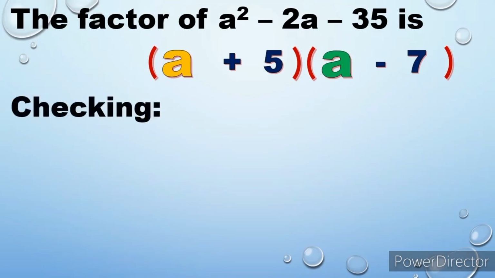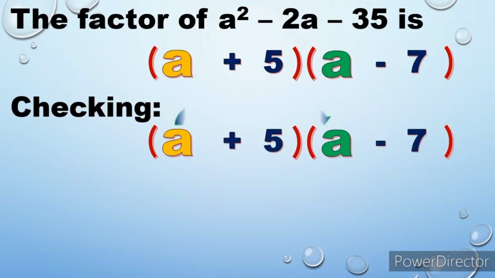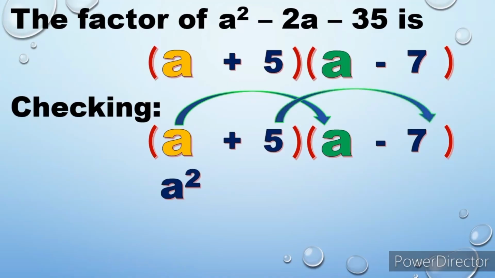Okay, check natin kung tama yung sagot natin na a plus 5 times a minus 7 by multiplying the binomials. So, a times a equals a squared. Then, 5 times negative 7 equals negative 35. So, first term and last term are correct. How about the middle term?